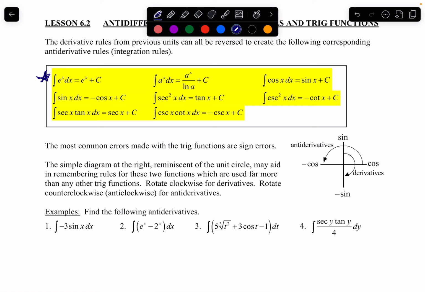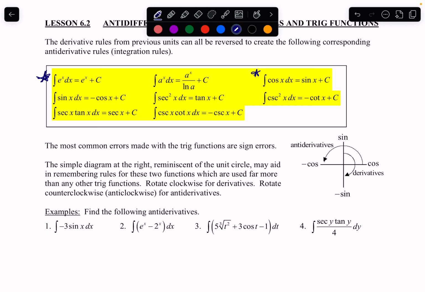We just really don't see it come up very often, although it is in one of the examples below, so I included it here. Cosine is an important one because when you take the integral of cosine, you get positive sine. Remember, the sign changes when you take the derivative of cosine, but we're going backwards, so it's kind of like we're undoing the derivative of sine, so the sign stays the same.